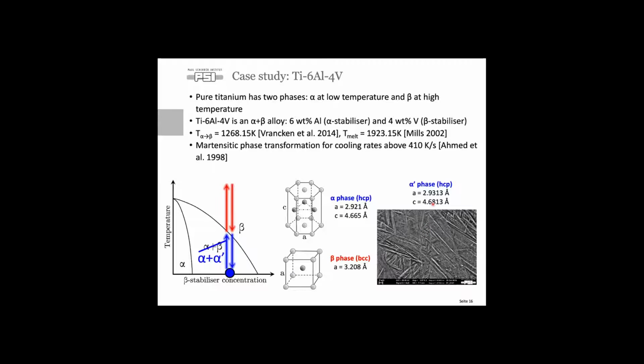Now what we see is that the alpha prime phase and the alpha phase have very similar lattice parameters. So in a diffraction pattern, they're not so easy to separate. In high resolution X-ray diffraction we can, but in our case we will see that the diffraction patterns do not have sufficient quality to really separate those two phases. So when I talk about the alpha phase, I'm actually meaning alpha and alpha prime phase simultaneously.